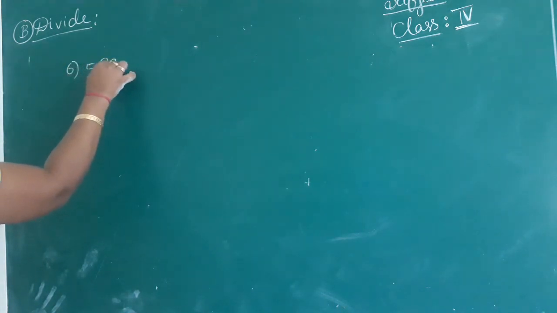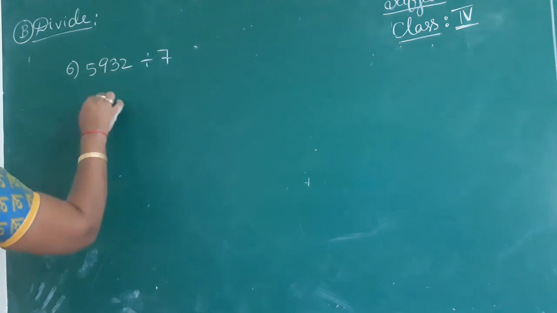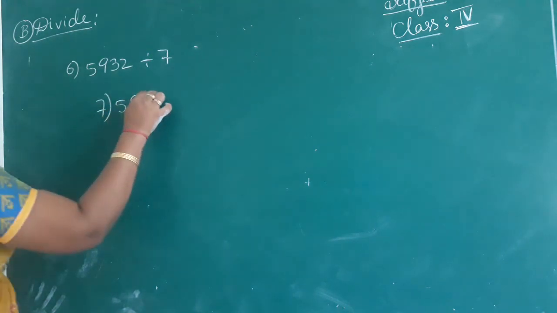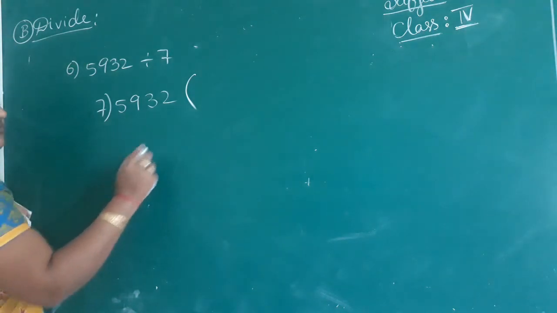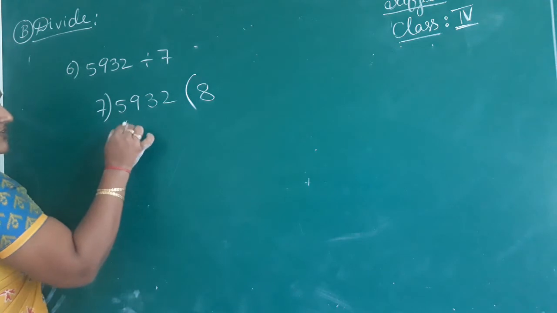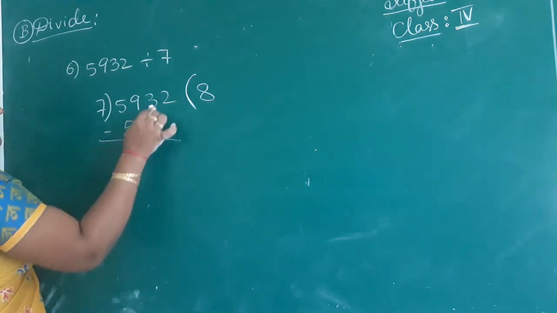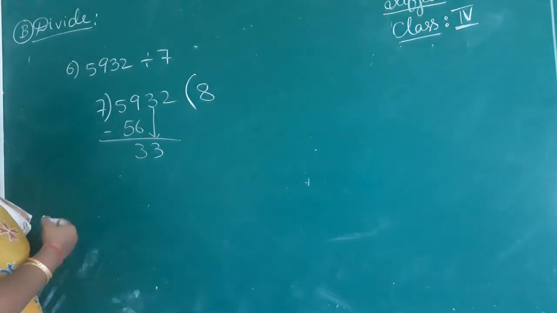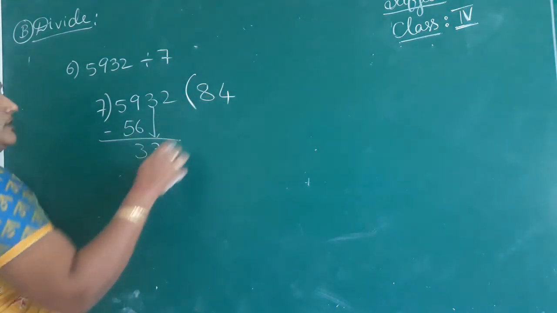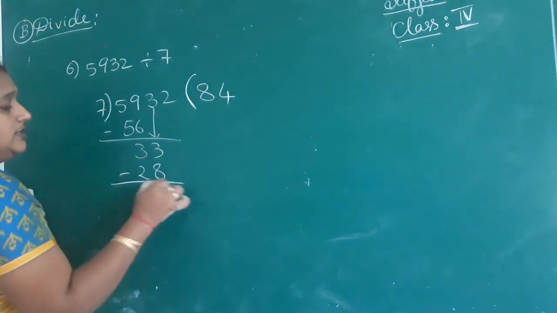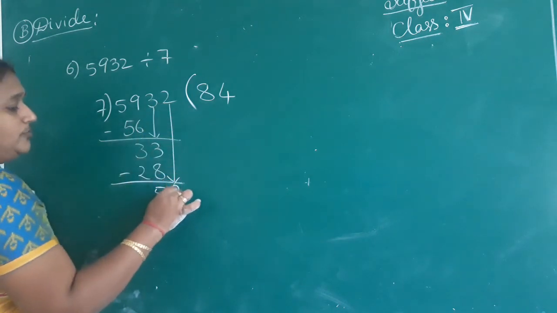5932 divided by 7. 7 divides 5932. In 7 table which comes nearer to 59? 7 8s is 56. Remainder 3. Now drop down 3. 33, which comes nearer to 33? 7 4s 28. 7 5s 35. So 7 4s only possible. 28. Remainder 5. Now drop down 2, 52.